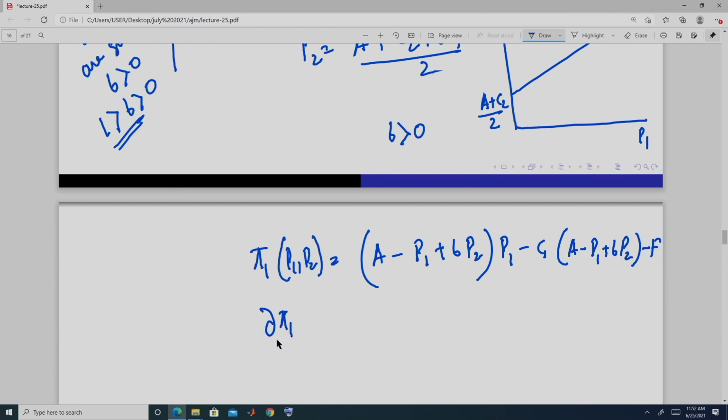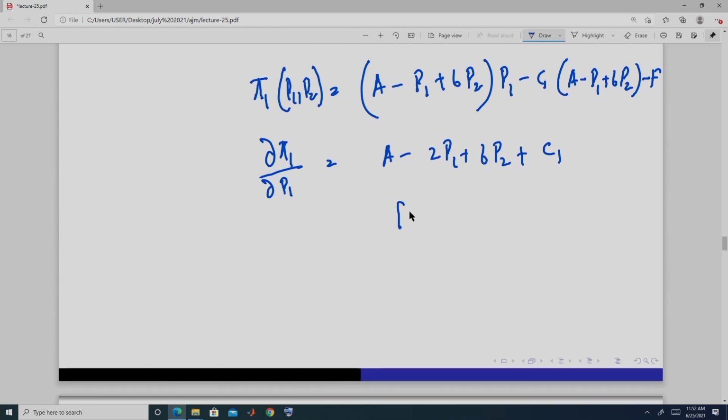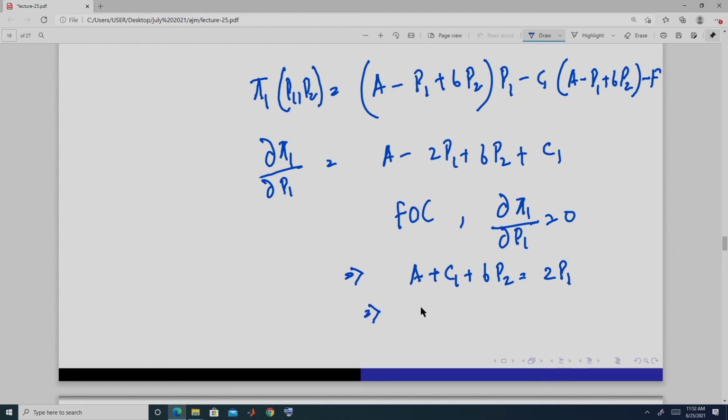This, taking P2 as given, we get this. Again the first order condition gives me that this is equal to 0. So, this gives me it is this. So, this is the reaction function of farm 1 and we have assumed that B is this.